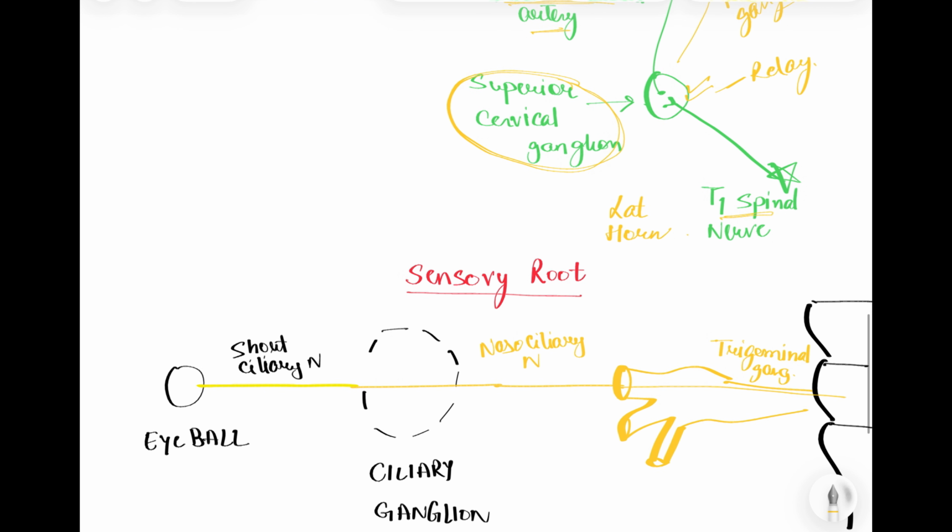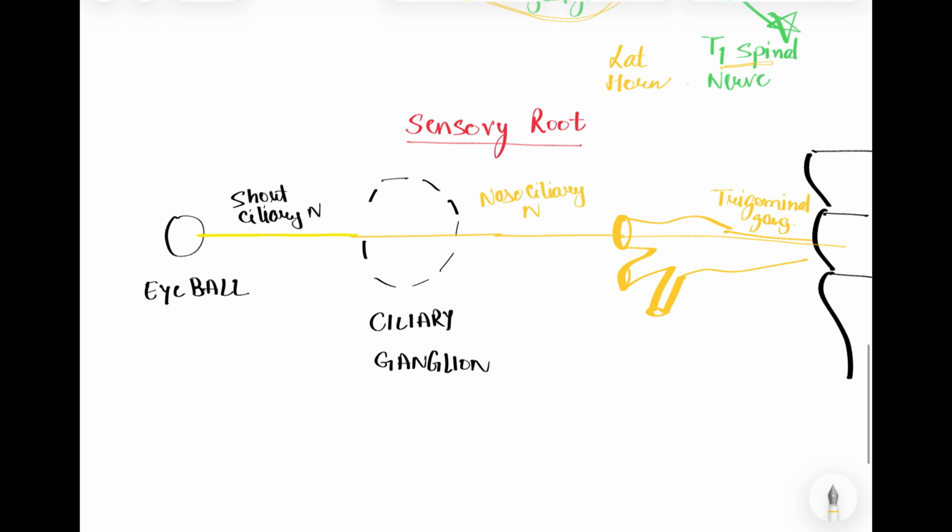Now lastly, talking of the sensory root. The fibers are going to start from the eyeball, pass through the short ciliary nerves. They will also go through the ciliary ganglia without interruption. So no relay is going to occur over here. Without relaying, it will pass, and via the nasociliary nerve it will go into the higher center, that is the trigeminal ganglia. So this is the ciliary sensory root.